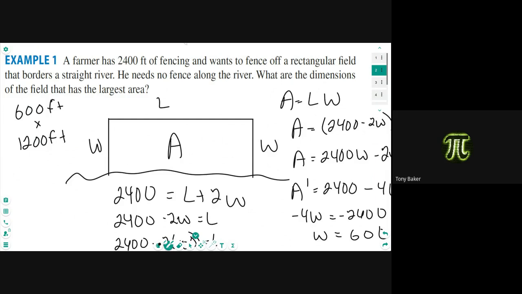And I know quite often in ALEKS, they will switch up what it's asking for. Sometimes it'll say, what's the length? Or what's the width? And if you answer the wrong one, you'll get it wrong.